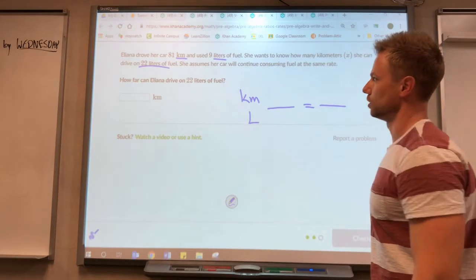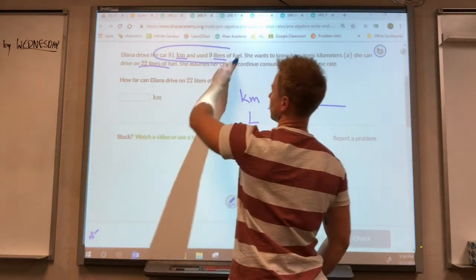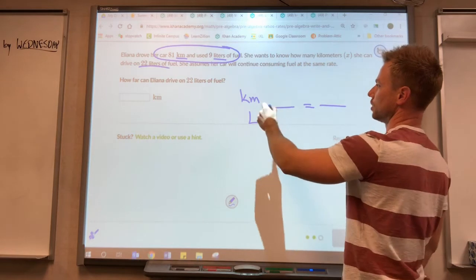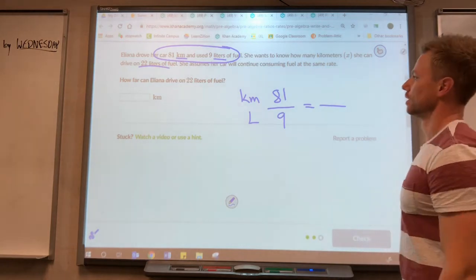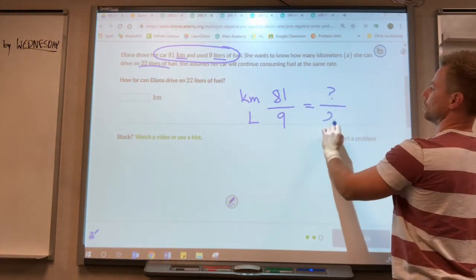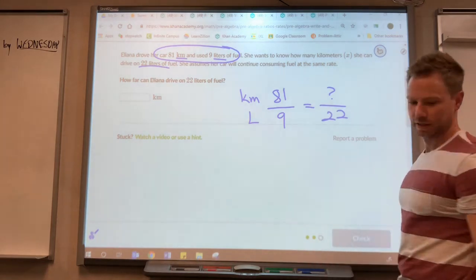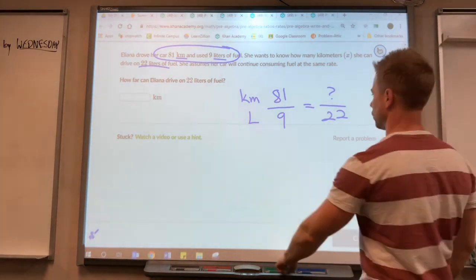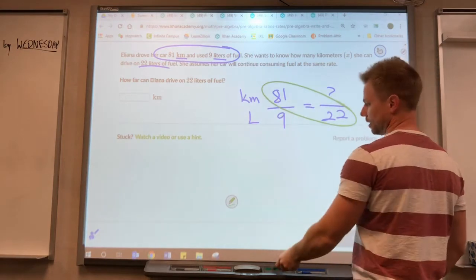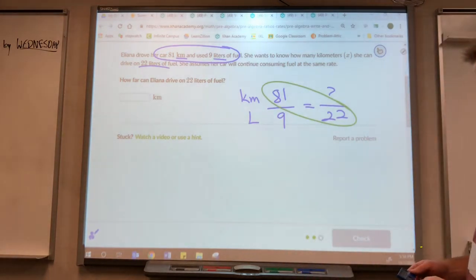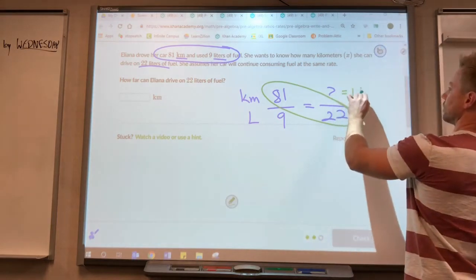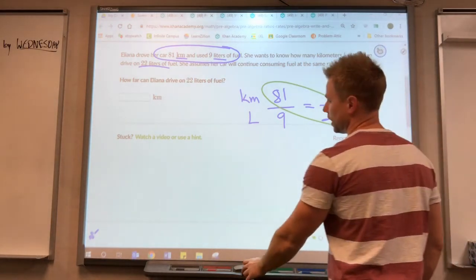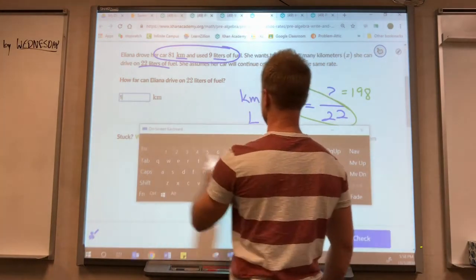So we need 22 liters. These numbers are in the same sentence, so they're gonna go on the same side of our proportion. So it's 81 kilometers, that goes on top, 9 liters on the bottom. How many kilometers for 22 liters? 22 has to go on the bottom because that's where liters are. We will cross multiply and divide. So 81 times 22, and then we divide by 9, gives us 198. So 198 kilometers is how far she can drive.